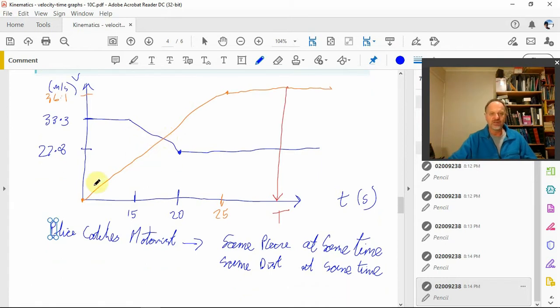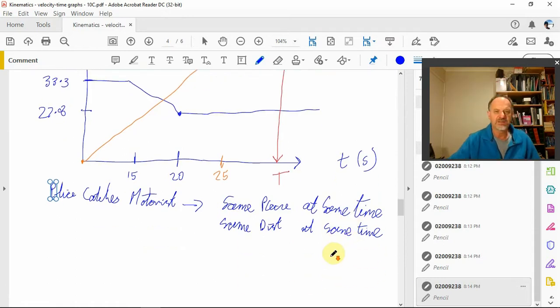All right, so what do we know? If it's the same distance at the same time, then we need to write some expressions. I'm going to say x for the motorist. So x for the motorist is the area, so I'm going to break that there. This rectangle here is 15 times 33.3, plus this area here, now this shape is a trapezium.